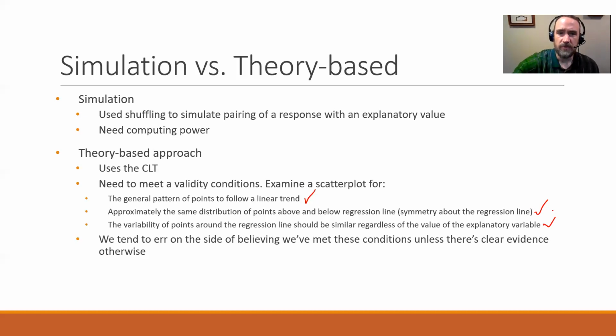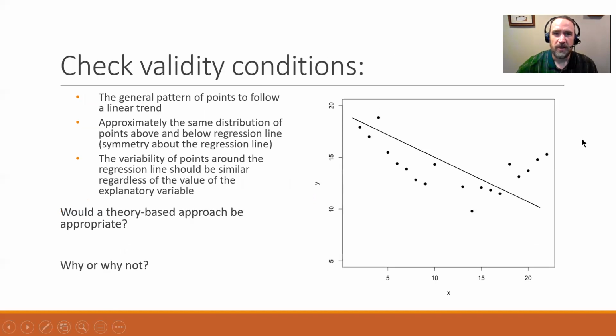Or we've got a distribution of points that's different above or below the line, or we get this trumpeting kind of thing, then we might feel like, hey, we shouldn't do theory-based. And then, of course, you can always do simulation-based, which is a great option when you don't meet the validity conditions. Let's try this out.